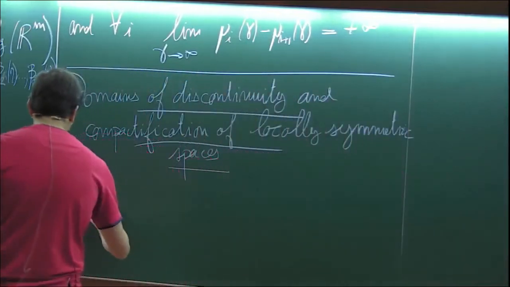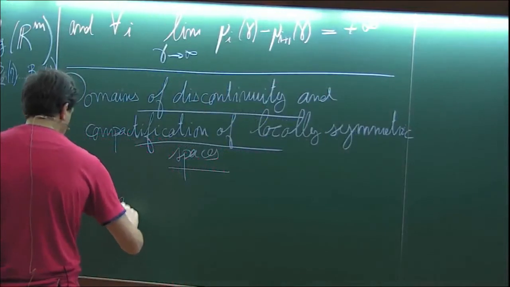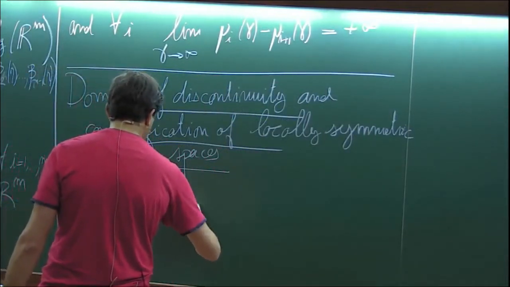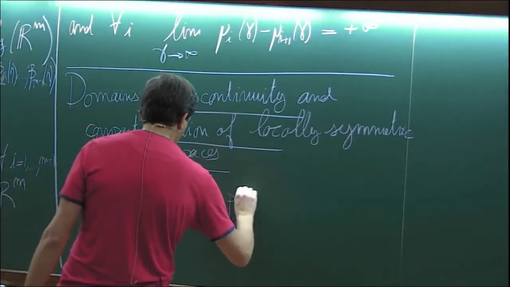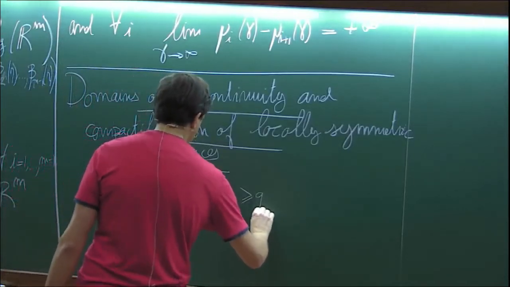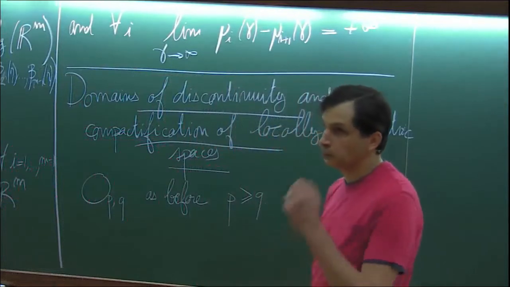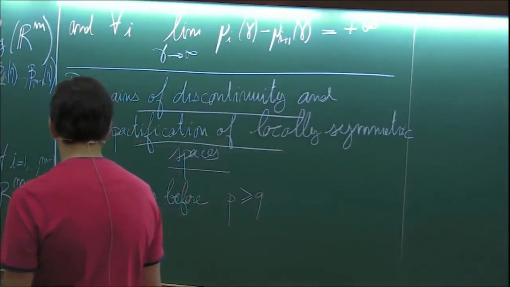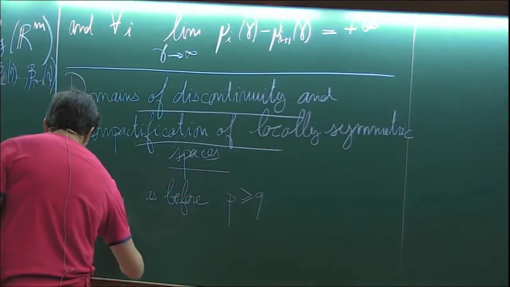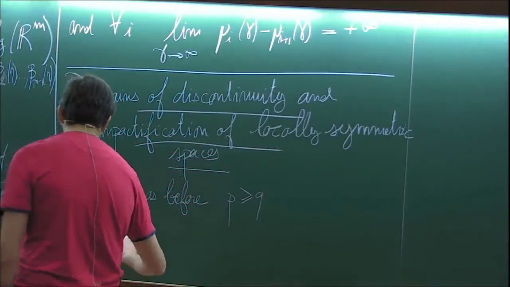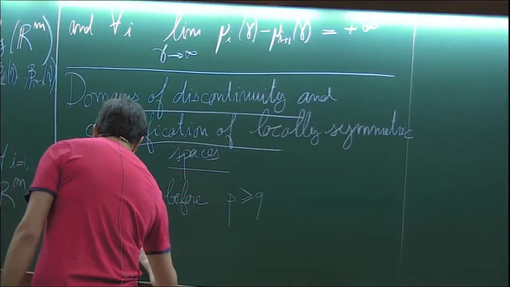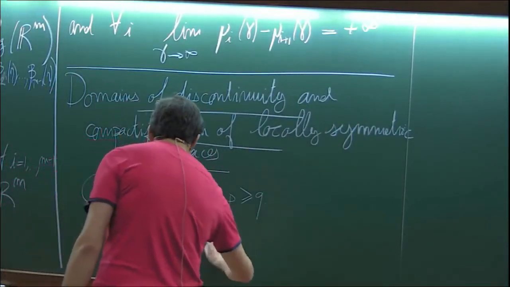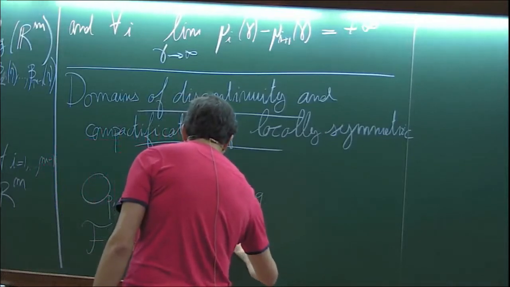So I have, again, O(P,Q) as before, but I will restrict to P bigger than Q. It's not a big restriction. And I want to introduce some space. I will denote F, or maybe sometimes F_Q, or R^(P+Q).